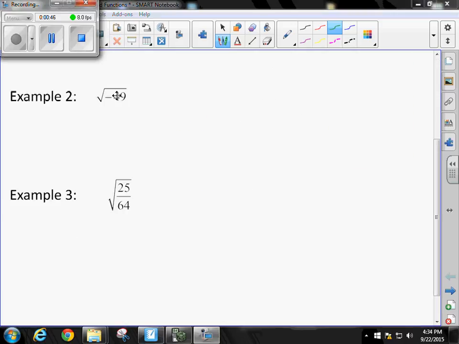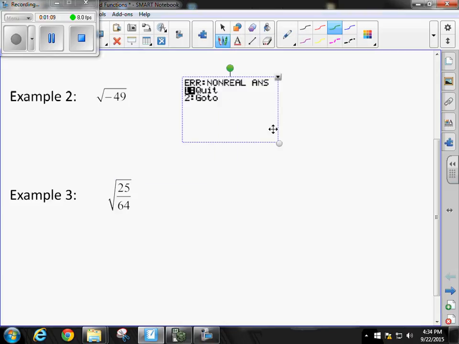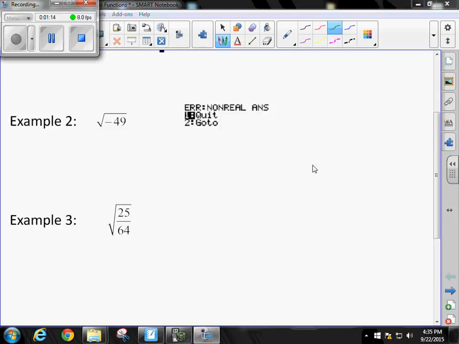On my second example, I have the square root of negative 49. So I'm going to use the second square root of negative 49. Now, many of you may understand that that's not a real number, but your calculator will tell you if you forget. It will say error, not a real number. And that's what we want to write for our answer: not a real number.